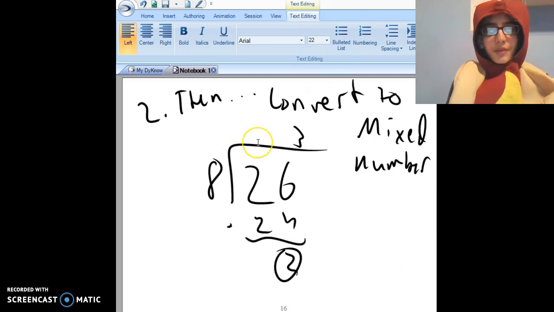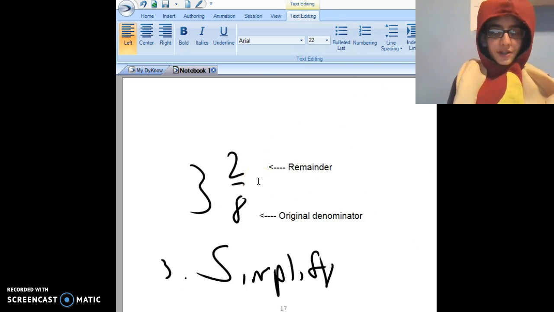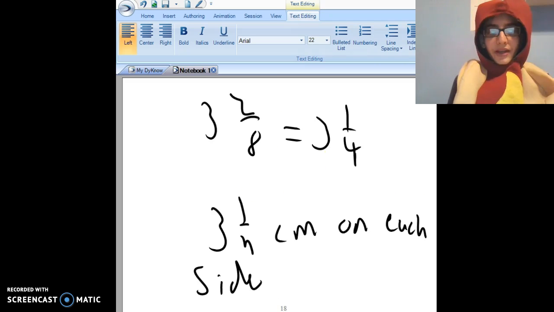So then we can convert that into a mixed number, because it's an improper fraction. 26 divided by 8 equals 3, with the remainder of 2. 3 and 2 over 8 is the answer. So step 3 is simplify. 8 divided by 2 equals 4, and 2 divided by 2 equals 1. So 3 1/4 centimeters on each side. That means that each side is 3 1/4 centimeters long.